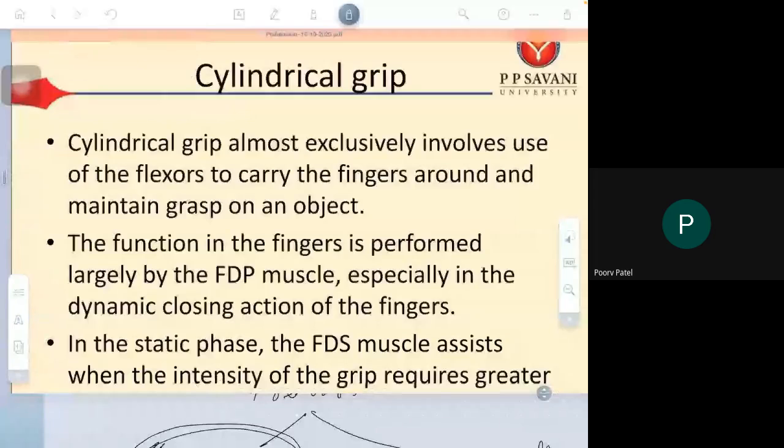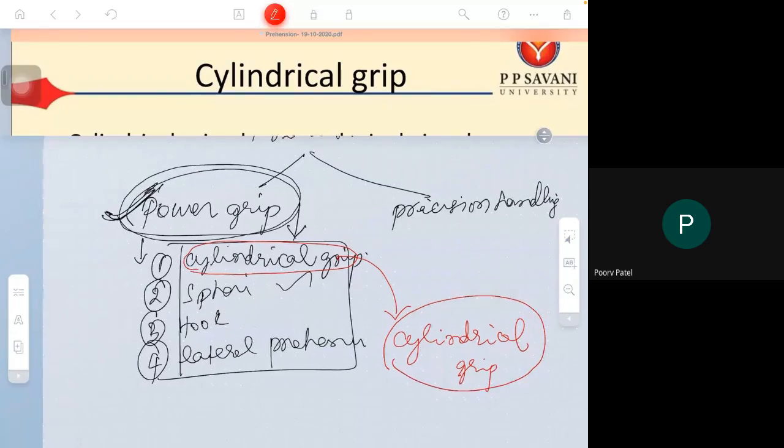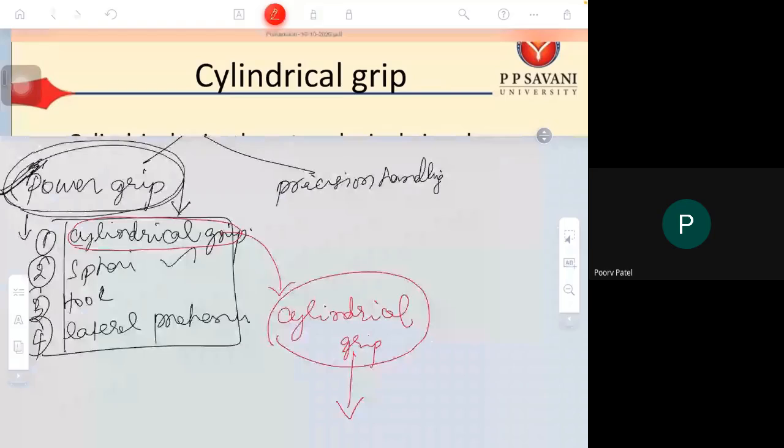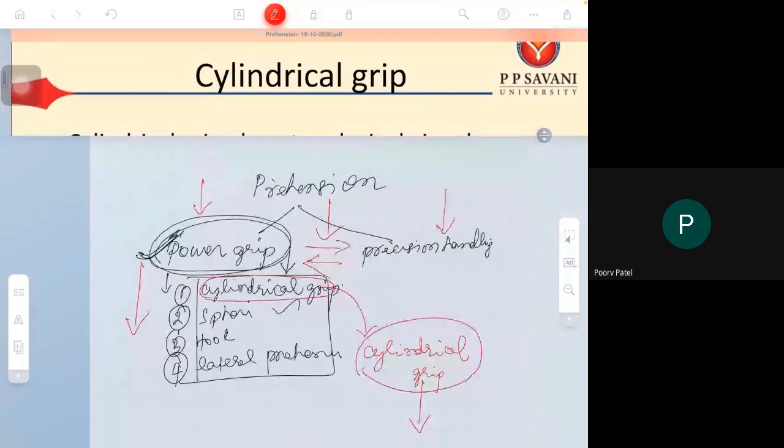Now, cylindrical grip. Now we are going to study the cylindrical grip. First we studied what is prehension. Next we studied what is power grip, what is precision handling. And then we discussed the differences between the power grip and precision handling. Then we discussed the types of power grip. Now we are going to discuss cylindrical grip.